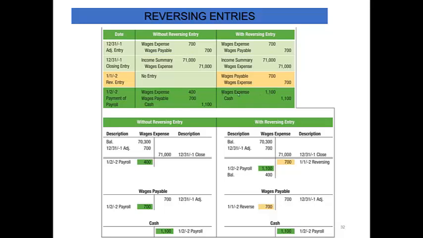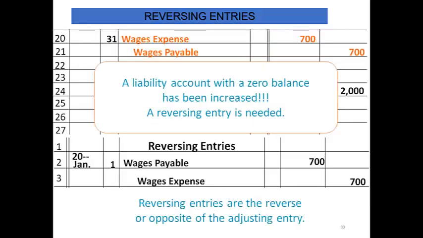We'll end up with it either way, but with the reversing entry, we don't have to worry about a fancy entry in the next fiscal year. We just make our normal payroll entry. Okay, so in your assignments, when you're asked about reversing one of your adjusting entries, you know it's always the wages adjustment, and to reverse, you just simply debit wages payable and credit wages expense.